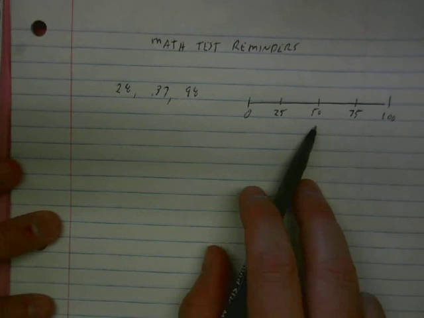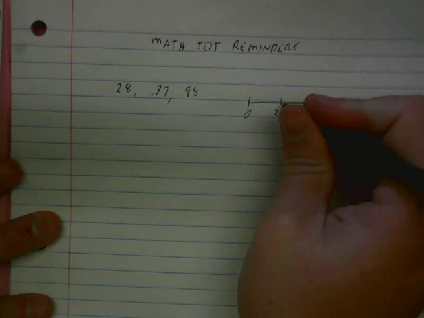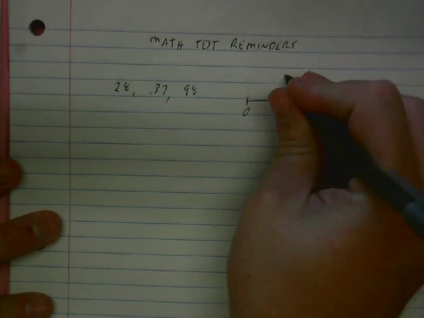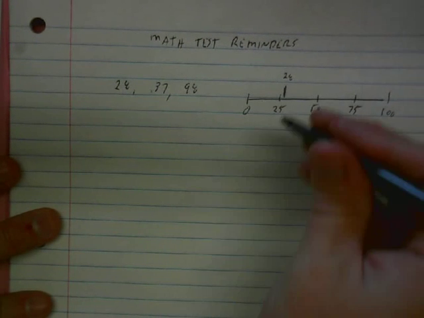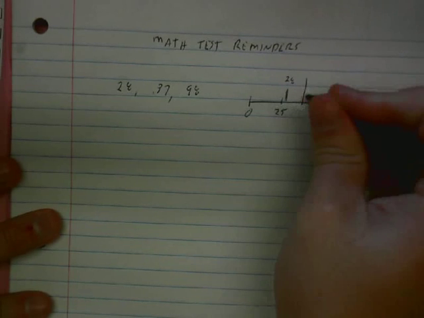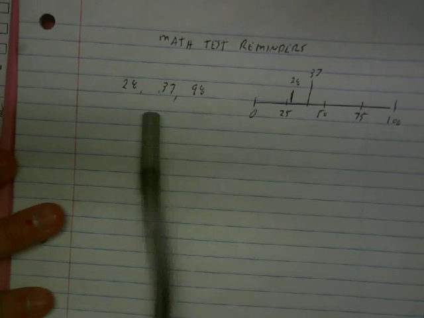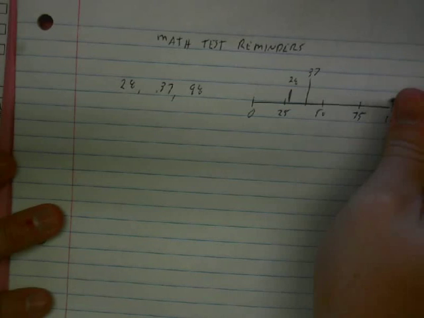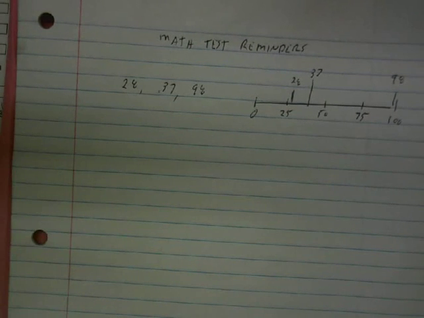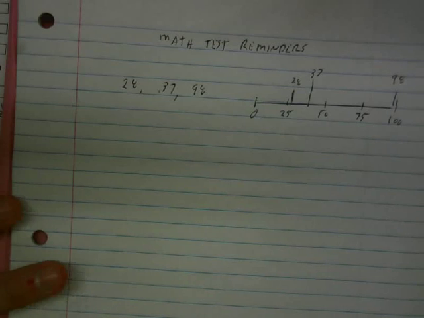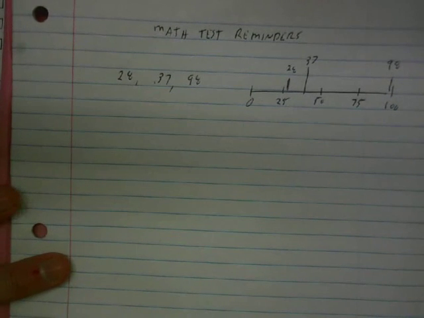So this is 25, well I have 28, so 28 is going to be right after it. Our next number is 37. Well, 37 is about halfway between these two numbers, so here's my 37. And then finally 98 is going to be really close to 100, so here's my 98. So that's about the amount of detail I'm looking for in terms of your approximation when we're on a number line.